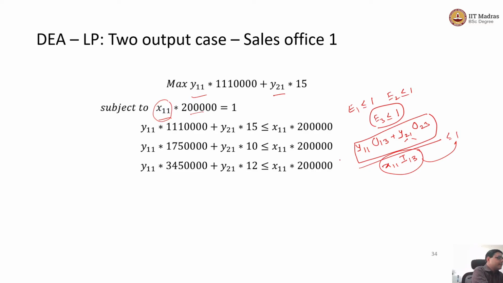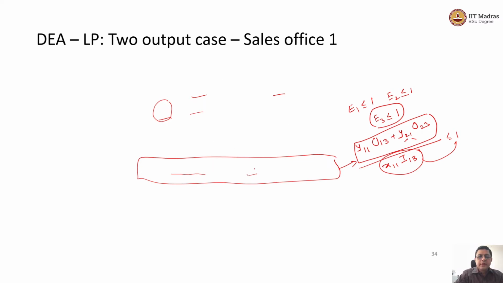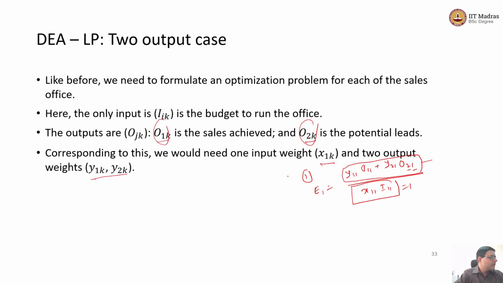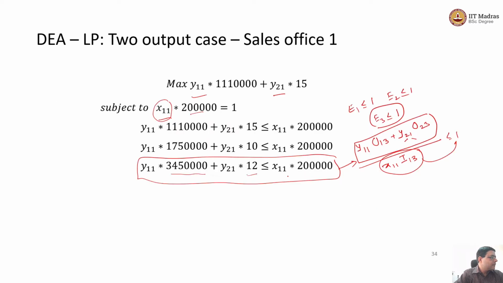So this is that constraint. This is this constraint. Do you want to ensure? The only thing that you have to check is whether O13 is really 34 lakhs and O2 is really 12. Just check that quickly. So this is 34 lakhs and this is 12. The right hand side doesn't change because input is the same for everybody. There is only one input, which is budget, and the budget is kept constant at 2 lakhs for everybody.